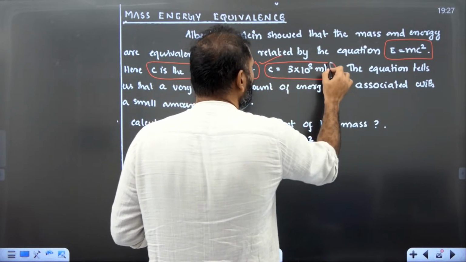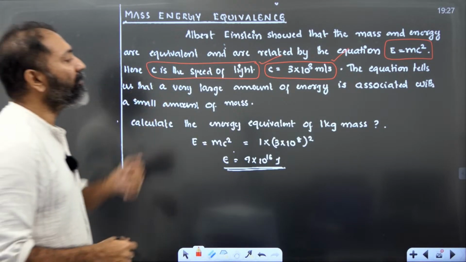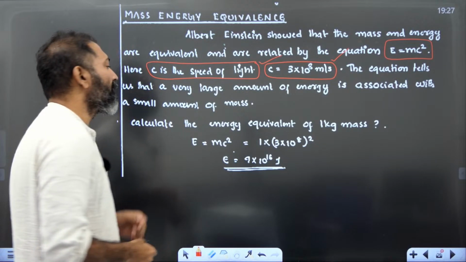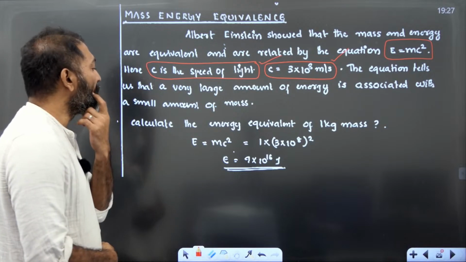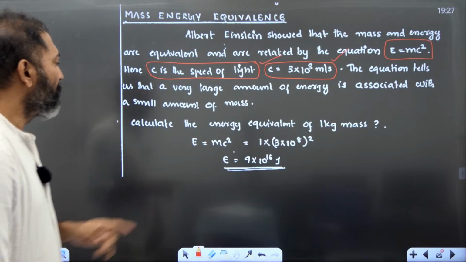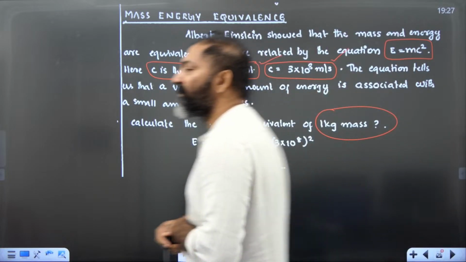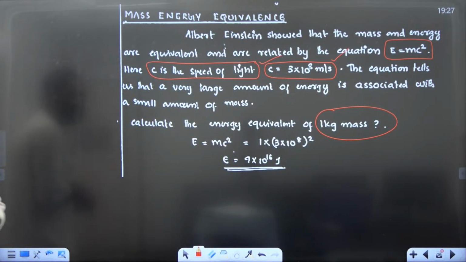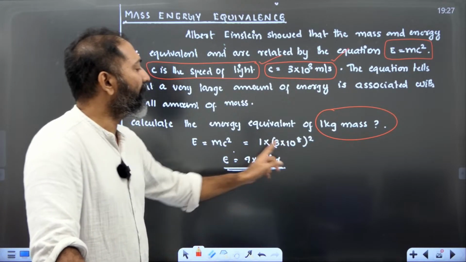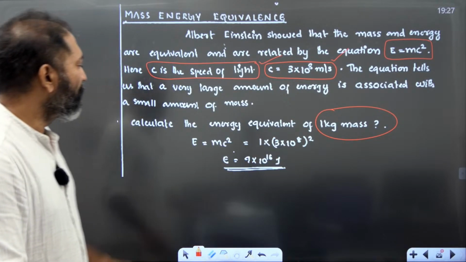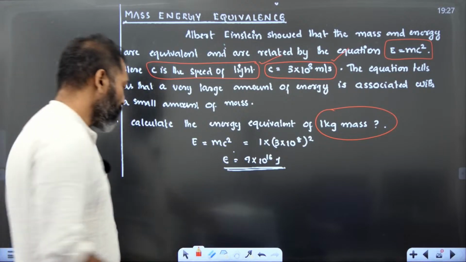c equal to 3 into 10 raised to 8 meter per second. The equation tells us that a very large amount of energy is associated with a small amount of mass. So from a small amount of mass, we will get a large amount of energy. For example, calculate the energy equivalent of 1 kilogram mass. E equal to mc square. Mass is 1 kilogram, c is the speed of light, 3 into 10 raised to 8, squared. So energy is 9 into 10 raised to 16 joule. That much energy we will get from 1 kilogram mass.